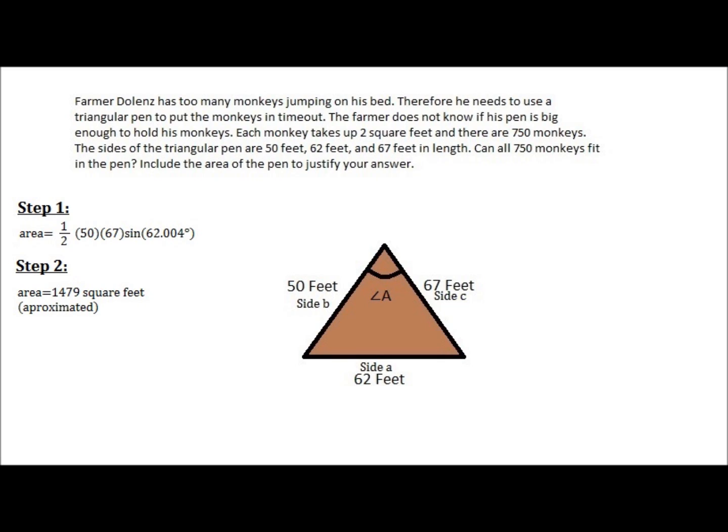So area equals 1/2 times 50 times 67 times the sine of 62.004 degrees. And when we plug this into the calculator, we get area equals 1,479 square feet. And this is approximated, of course. Kids, if you don't get this answer, make sure you're in degree mode, because you're probably in radian mode.